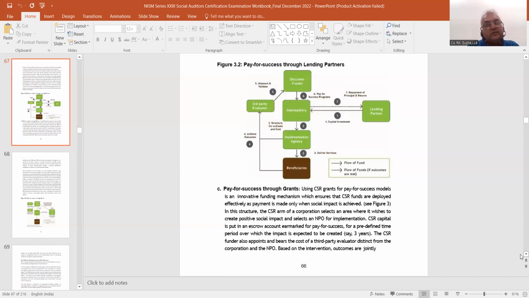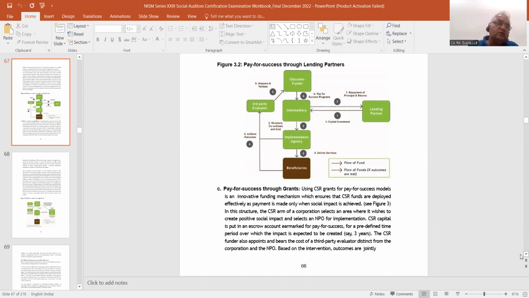Now it is not just on whims and fancies. So it will be put in some escrow account. You have to meet certain guidelines. You have to demonstrate the social impact, and then only funds will be released to you for a predefined time period over which the impact is expected to be created.